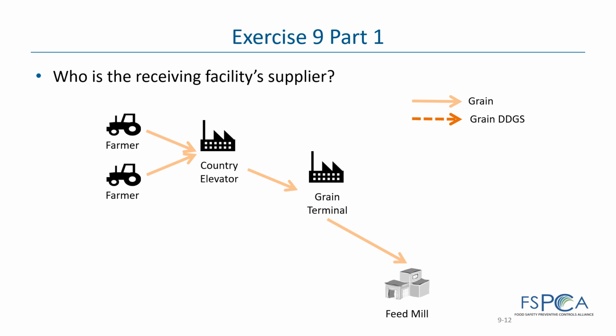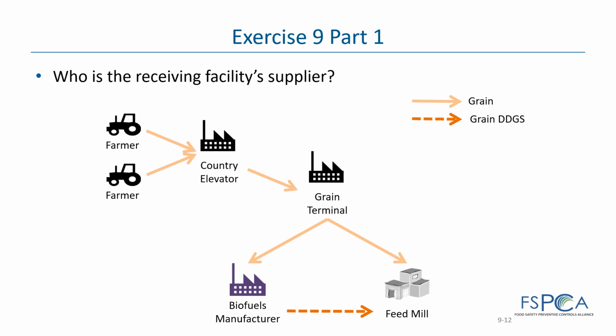Okay? This grain terminal could also sell some product to a biofuels manufacturer. And through the biofuels manufacturing process, the biofuels manufacturer is going to be doing something of consequence to this product, right? So through that manufacturing process, they come out with those DDGS, those dried distiller grains with solubles, and then they're going to sell those to the same feed mill. Okay, so in this situation, who is the receiving facility and who is the supplier?